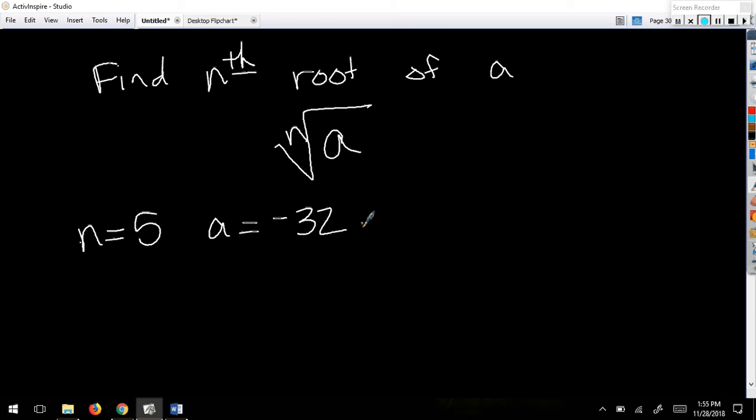n is the root. So think about what that means. If I'm multiplying something by itself 5 times, the number can't be that big to start with, right? It's negative 2, because negative 2 times negative 2 is 4, then negative 8, 16, negative 32. Does that make sense to everybody?